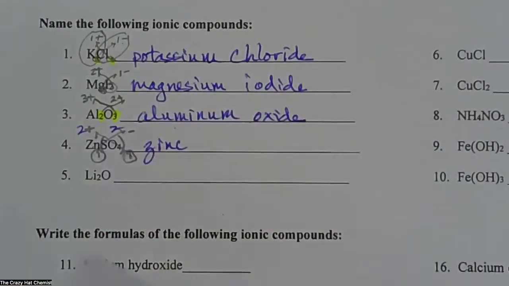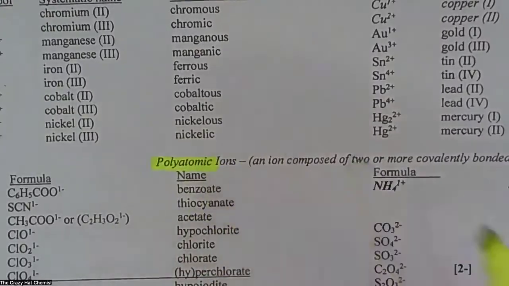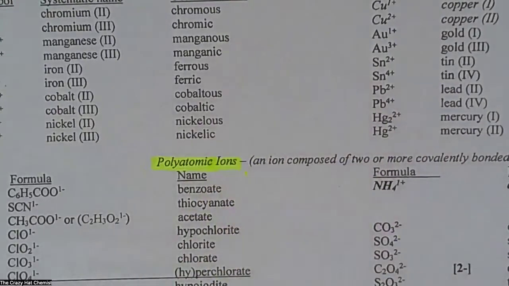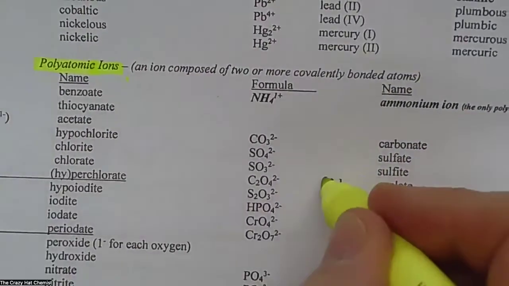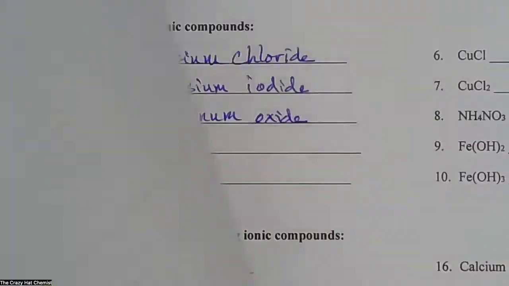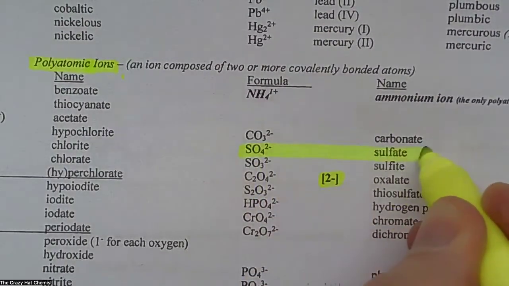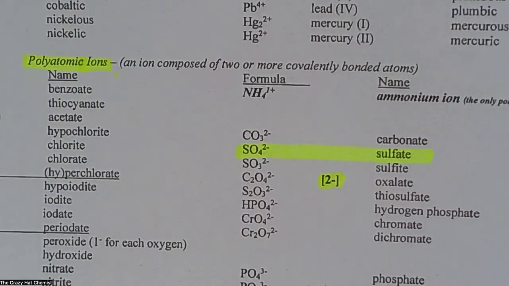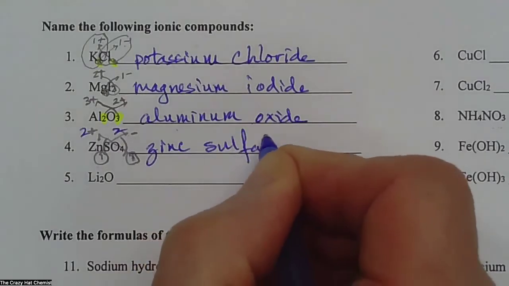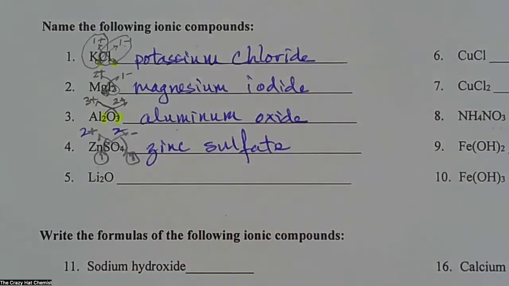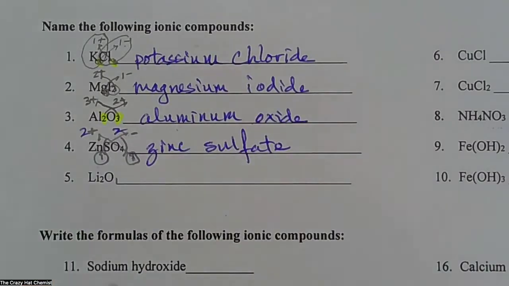A 2 minus. So I'm going to look in the polyatomic ion section. Those are ions composed of two elements, and I'm going to look in the 2 minus section here of my polyatomic ions, and I'm going to find SO4 with a 2 minus. That's SO4 with a 2 minus. That corresponds to sulfate. So the name of this is zinc sulfate.